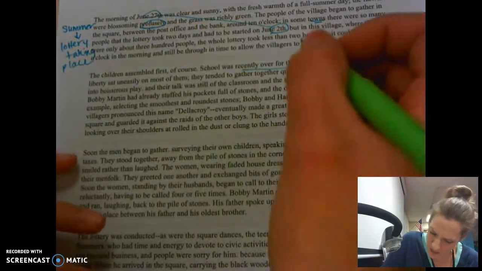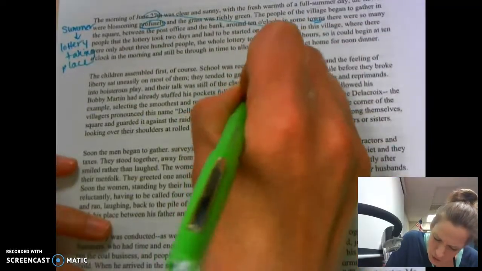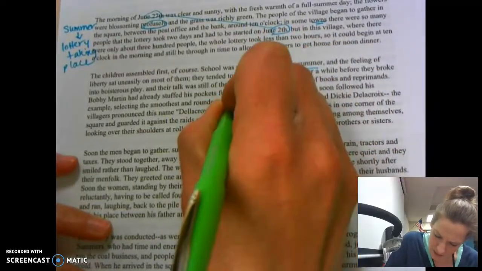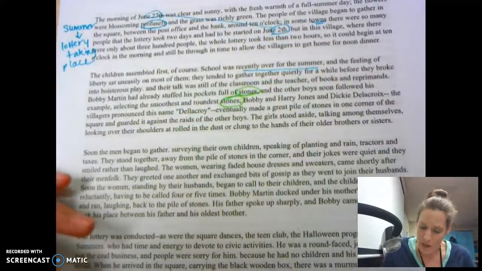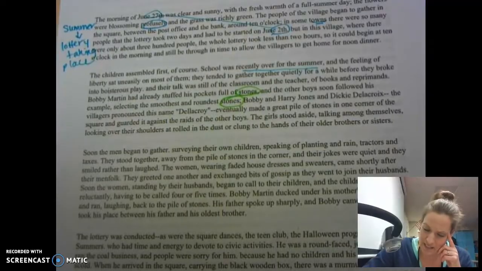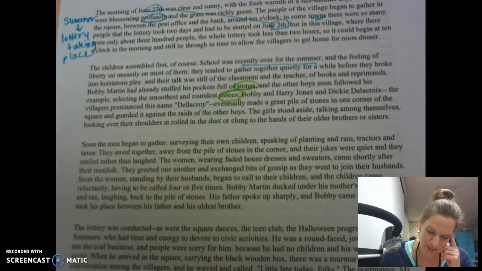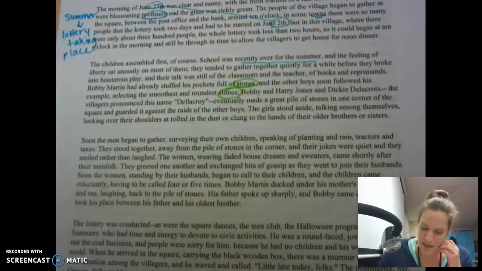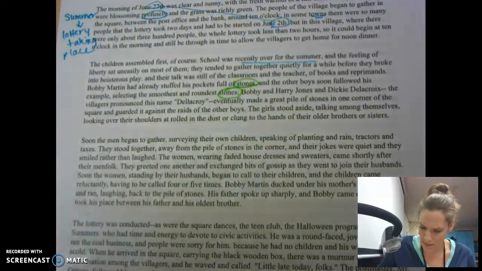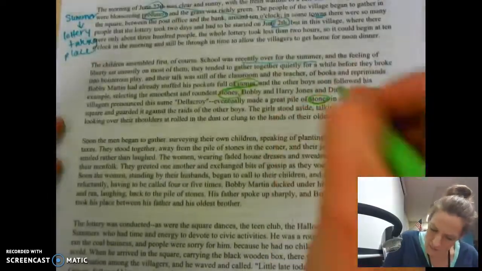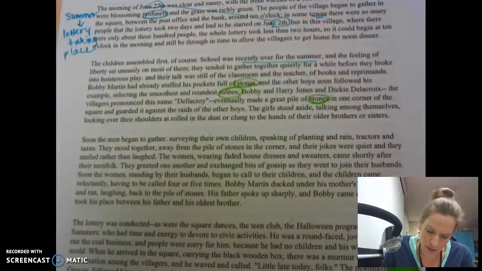So I'm going to go ahead and circle that. I don't know if it means anything, but two times in a single sentence makes me wonder. "Bobby and Harry Jones and Dickie Delacroix, the villagers pronounced his name Delacroix, eventually made a great pile of stones." There it is again. "They made a great pile of stones in one corner of the square and guarded it against the raids of the other boys."